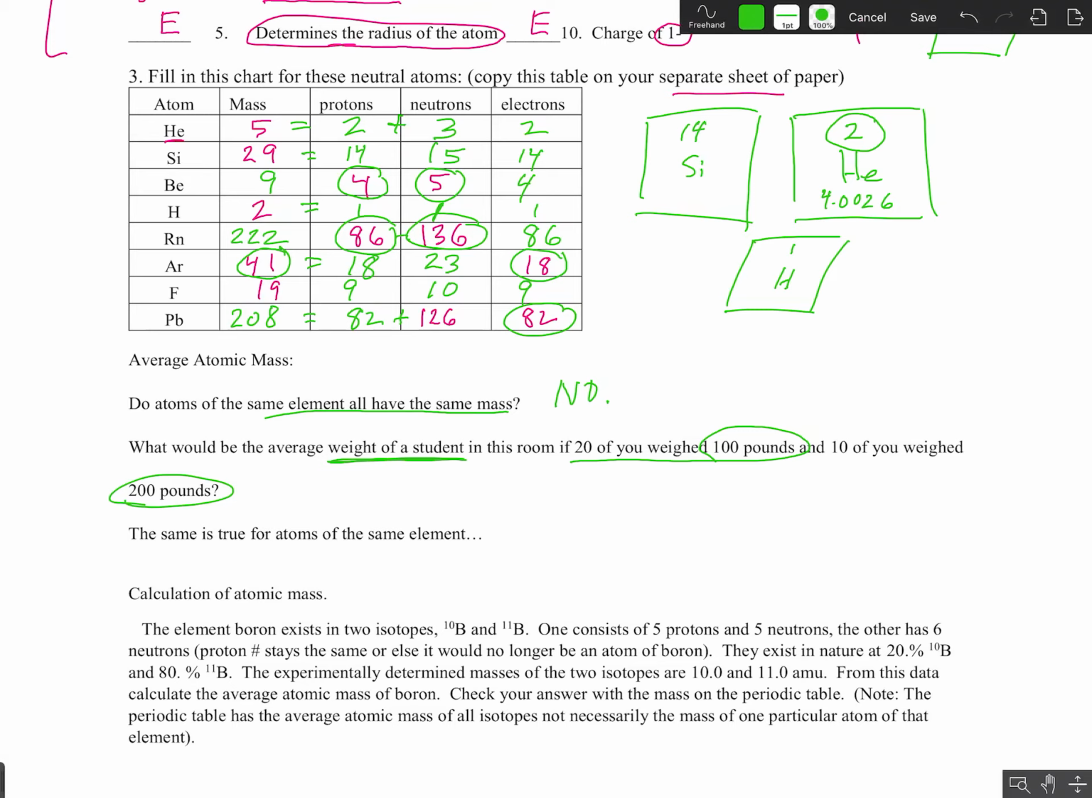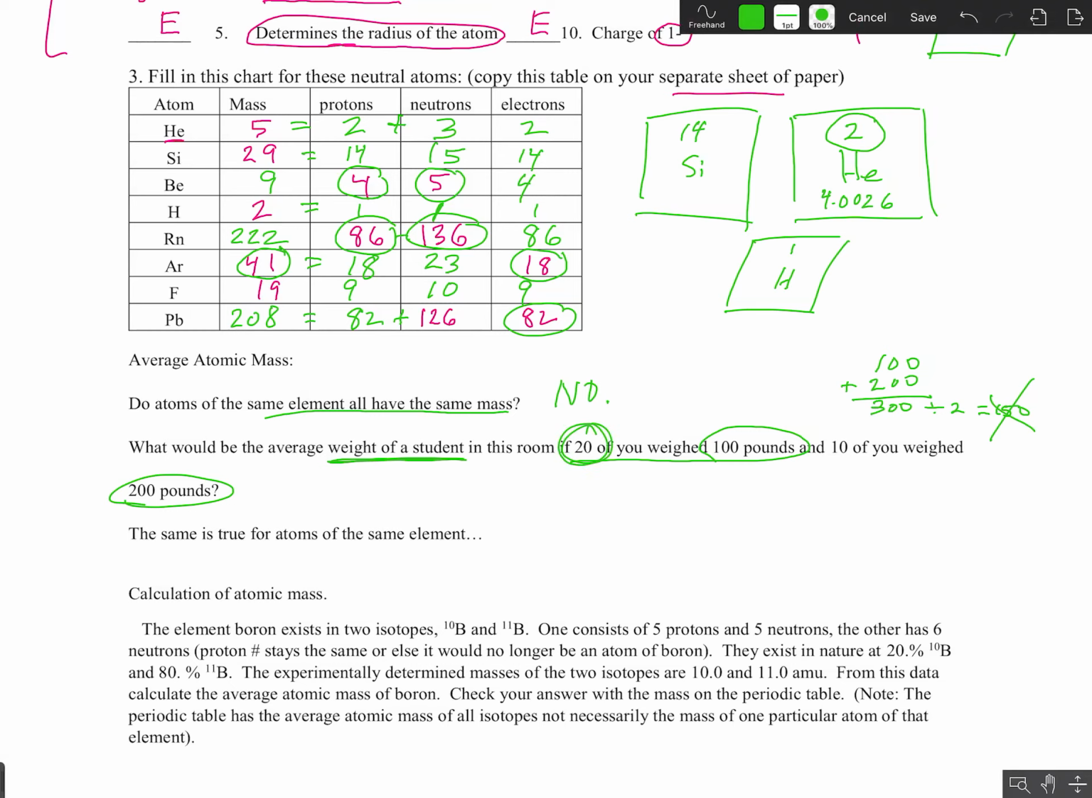Well, some of you might say, oh, that's easy, Mr. Hummer. I can do averages. Some of them weighed 100. Some of them weighed 200. 100 plus 200 is 300. Divide that by 2, because that's how you find average, Hummer. And you get 150 pounds per kid. And you would be wrong. That's not how we do it.